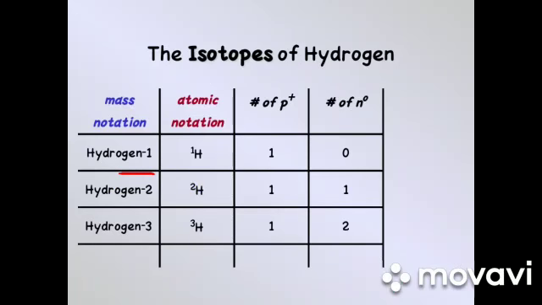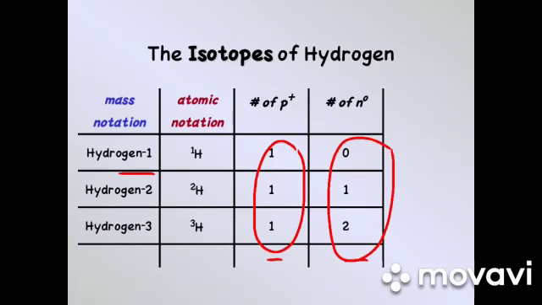We can also write it in a tabular form. You can see hydrogen with atomic mass 1 would have 1 proton and 0 neutron. Hydrogen 2 would have 1 proton and 1 neutron. So the mass would be 2. Hydrogen 3 would have 1 proton and 2 neutrons. So its mass would be 3. You can also see that number of protons, which means atomic number, is same in all three and number of neutrons is different. That's why atomic mass is different.